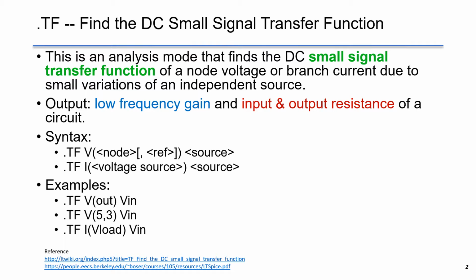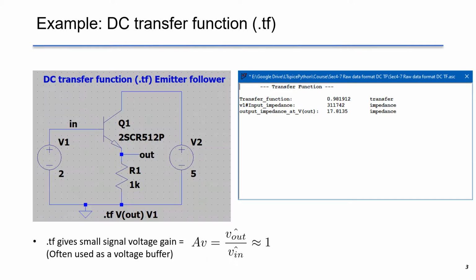The output is a dialog box that gives low frequency gain, input and output impedance of a circuit. The syntax is .tf followed by the voltage or current as the output. After that, that's the independent source. For example, .tf Vout, Vin means the DC gain of Vout due to the small variation in voltage Vin.